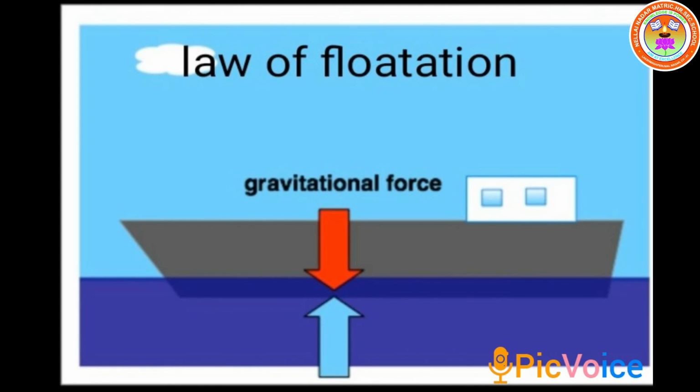which is shown in the figure. The second point you can note down: the center of gravity of the floating body and the center of buoyancy are in the same vertical line. Center of gravity is denoted by the red color, and center of buoyancy is represented by the blue color arrow mark. The point through which the force of buoyancy is supposed to act is known as center of buoyancy.